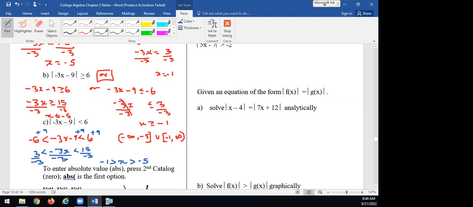Now, how can I write this in interval notation? We can flip the order. So we're saying x is greater than -5, right? So we start at -5, but it's less than -1, so we go to -1. You always start with the least value.